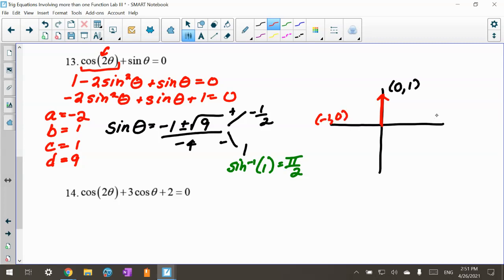So I have negative 1, 0, 1, 0 here. So sine is 0 on both of those. And here sine is negative 1. So that is the only one, pi over 2. All right, that's my 90 degrees, if you will.